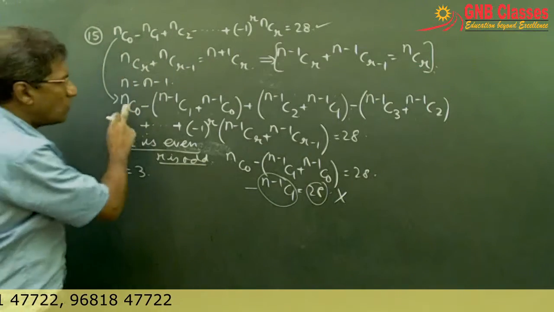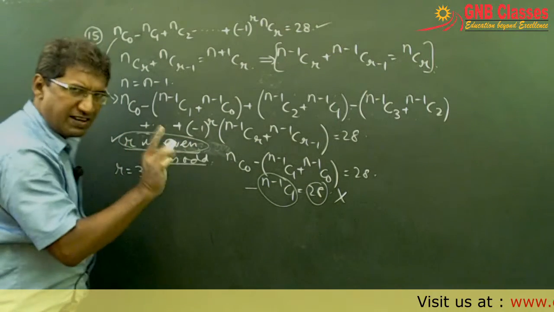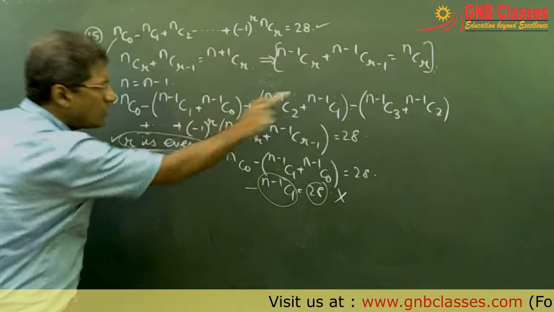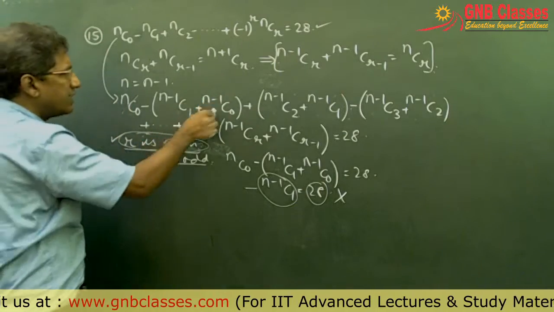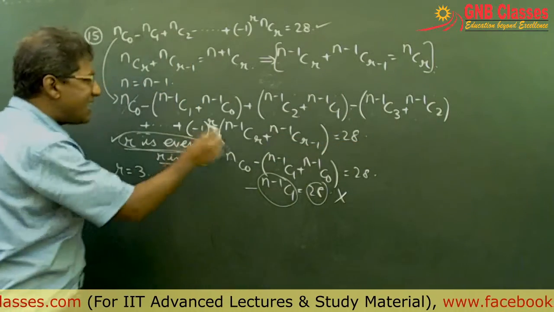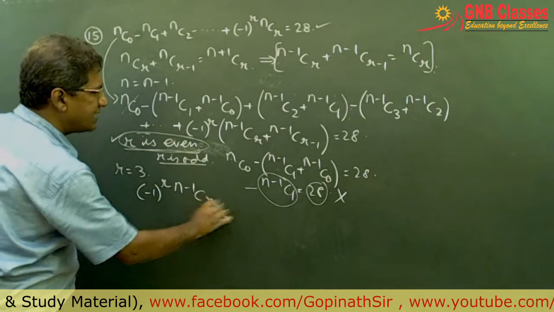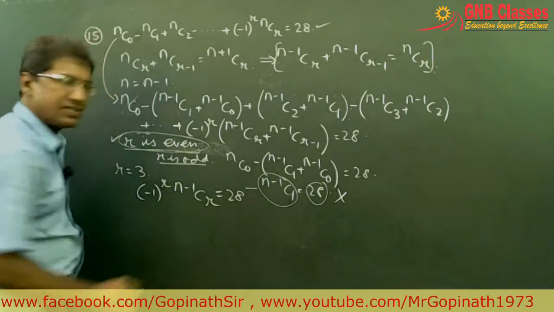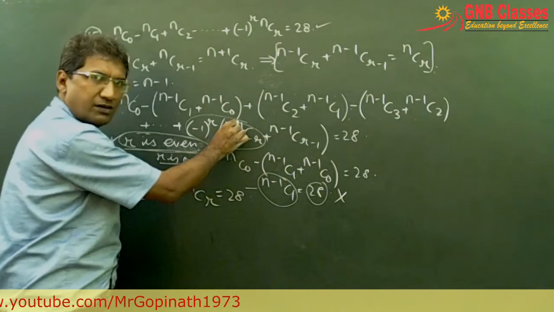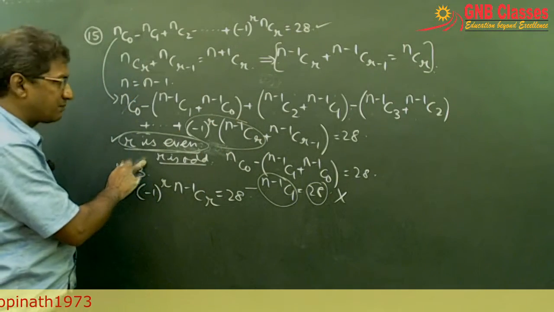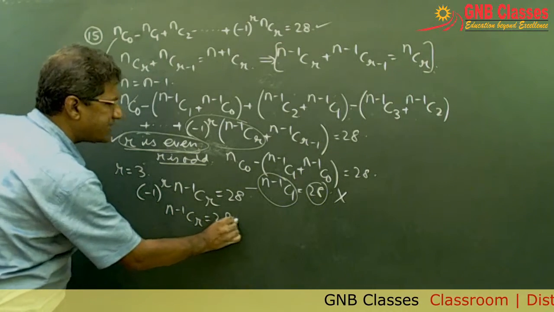Is it clear? So we have decided that r is an even number. Keep it in your mind. Now, if I open the bracket, look carefully, everything will get cancelled except minus 1 whole to the power r times n minus 1 Cr, which will be equal to 28. Is it clear or not? Every term will get cancelled except this term, right? Because r is even in this case. Since r is even, we can write n minus 1 Cr is nothing but 28.